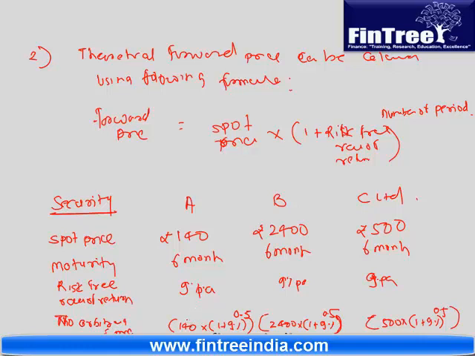Now on your calculator, how will you do raised to 0.5? Square root, simply. So 1.09 square root multiplied with 140. So just give me the final answer now. 146.16. Next one: 2505 point. And then 522.01.